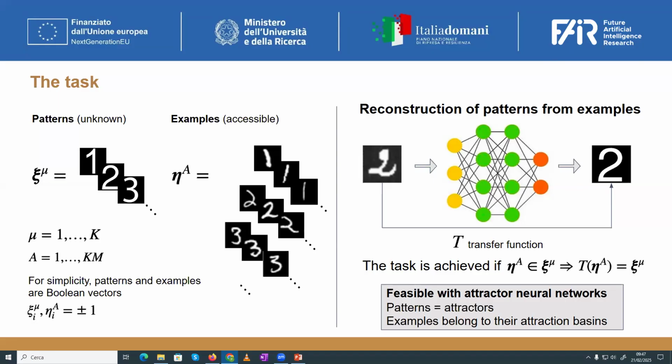And this is feasible, of course, as Matteo explained, with attractor neural networks. In this case, you can associate the hidden patterns with attractors for the neural dynamics. And if the examples belong to the attraction basin of these features, the system is able, via neural dynamics, to reconstruct the patterns. So this is the setting.